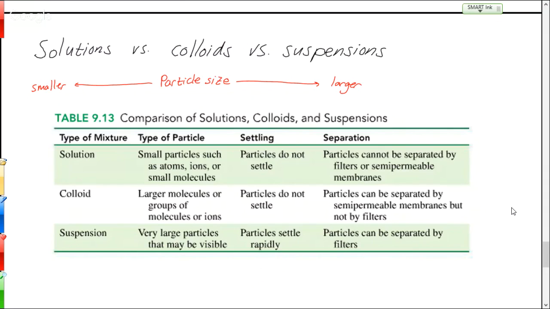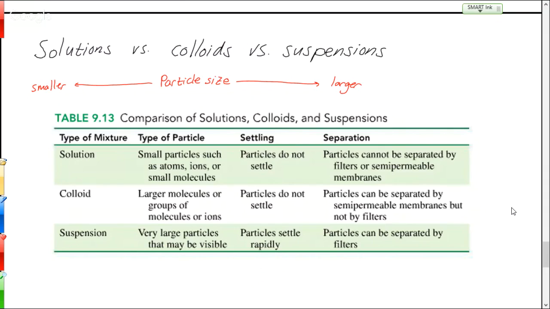So the only way to separate those is through state changes, like evaporation. You can evaporate the water in salt water and have salt left behind. Distill it, separate it that way. But there's no filter that you can pass salt water through and filter out the sodium.